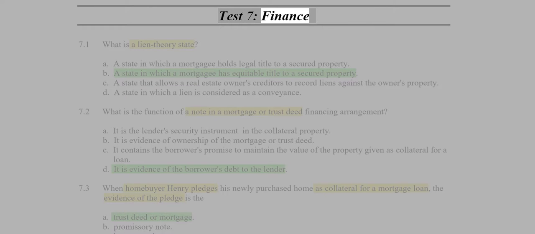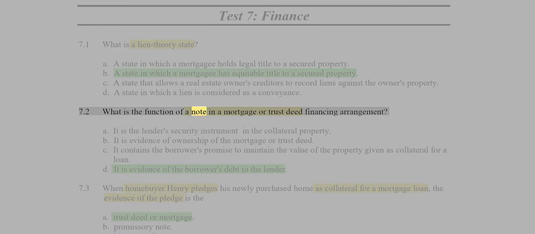Test 7, Finance. 7.1. What is a lien theory state? A. A state in which a mortgagee holds legal title to a secured property. B. A state in which a mortgagee has equitable title to a secured property. C. A state that allows a real estate owner's creditors to record liens against the owner's property. D. A state in which a lien is considered as a conveyance.